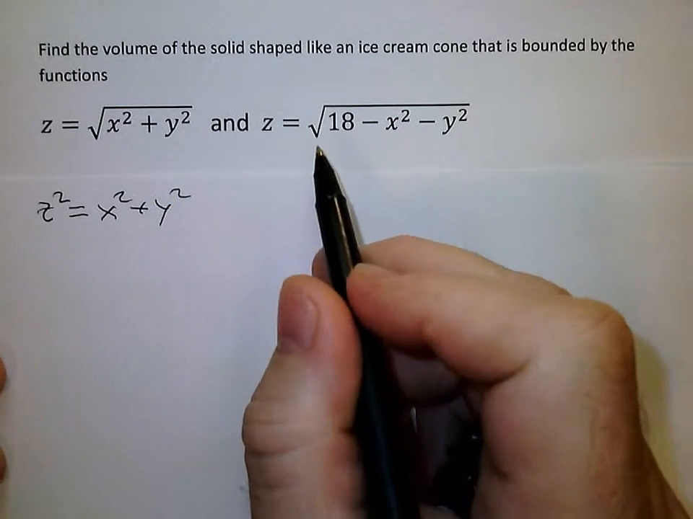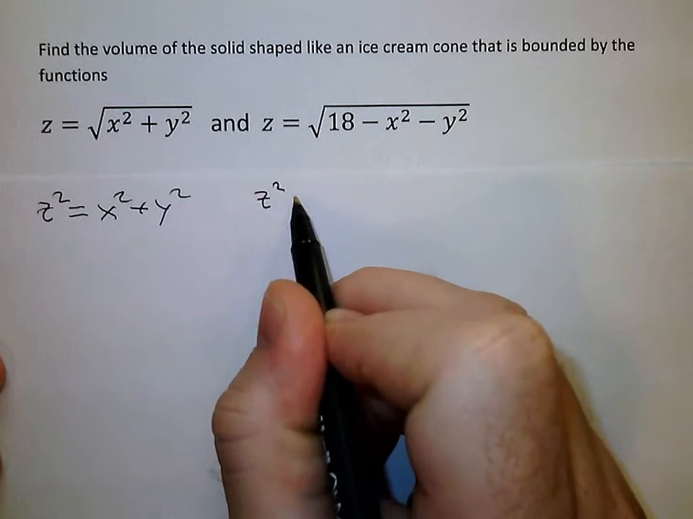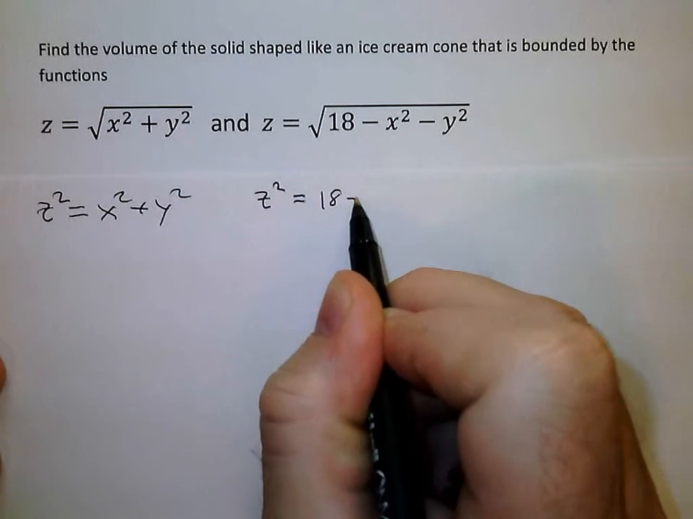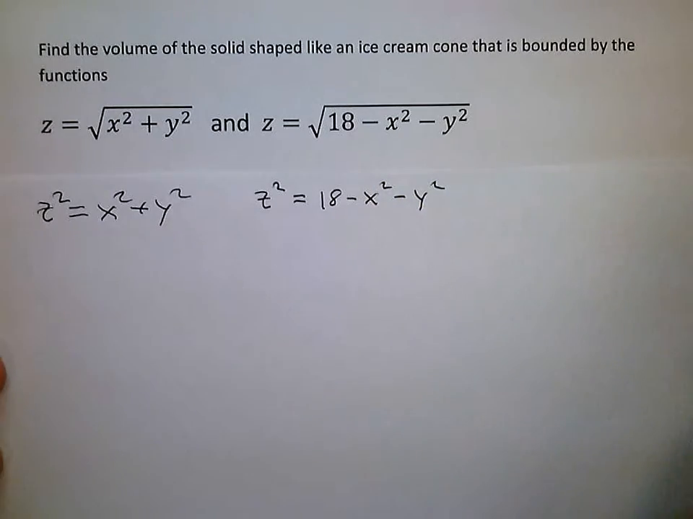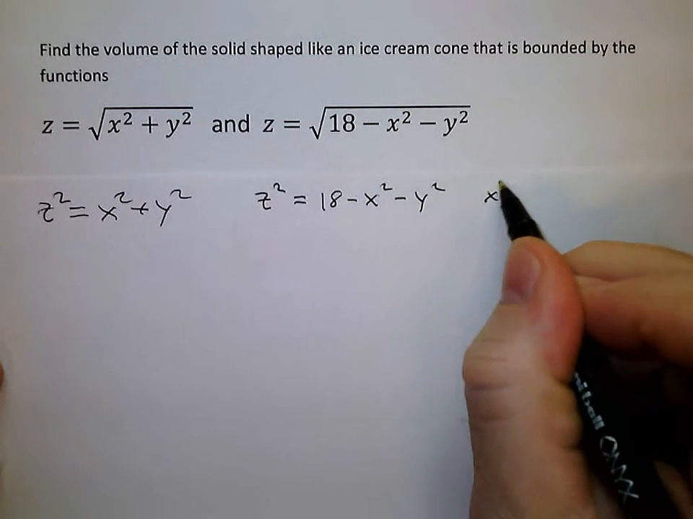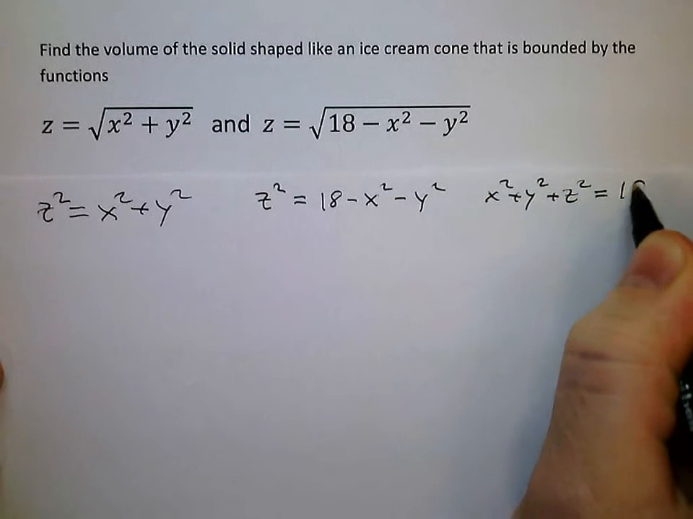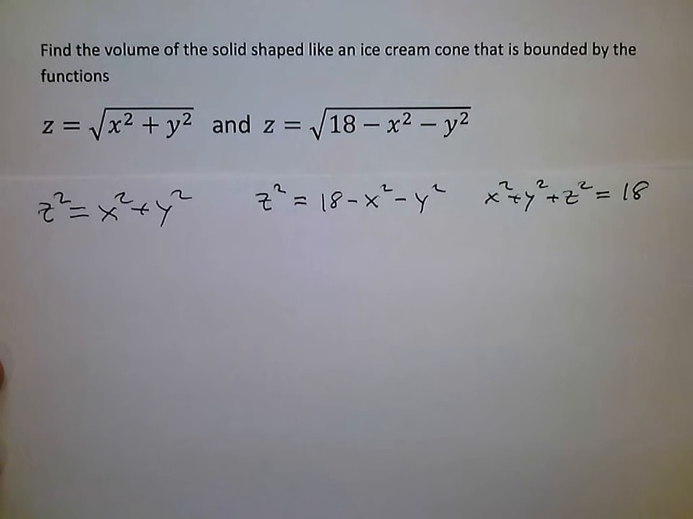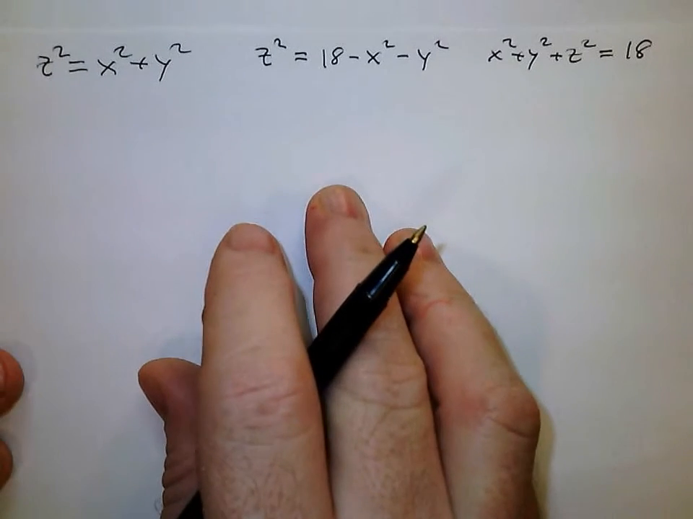The second one here is going to be the upper half of a sphere, because if I square both sides, I have z squared is 18 minus x squared minus y squared, which gives me x squared plus y squared plus z squared is 18, which is the, what? We're going to have the upper half of this sphere. So what does this look like?